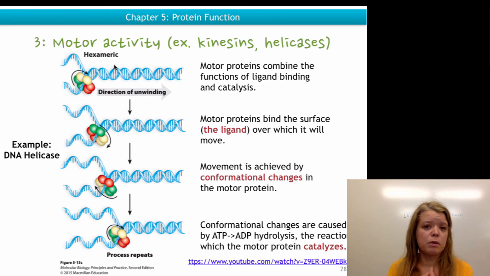But as long as you guys remember what motor activity entails, that it entails binding, it entails a conformational change, and enzymatic activity, aka ATP hydrolysis, I'm good.